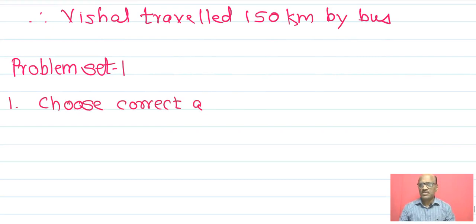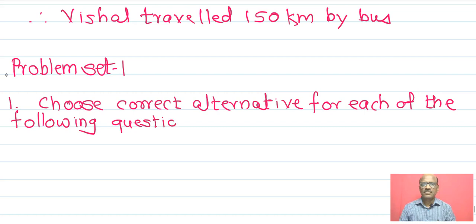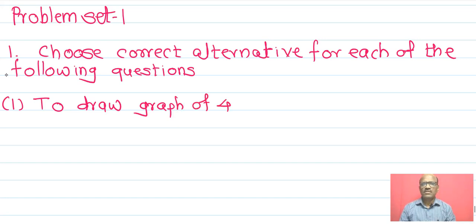Chapter number 1. Choose the correct alternative from each of the following questions. First example. To draw graph of 4x plus 5y equals to 19.